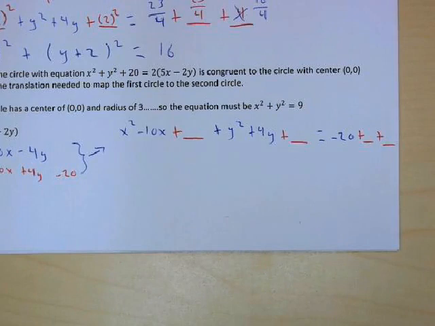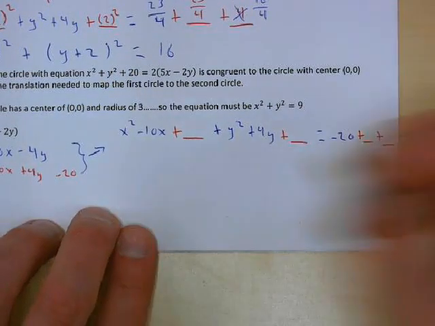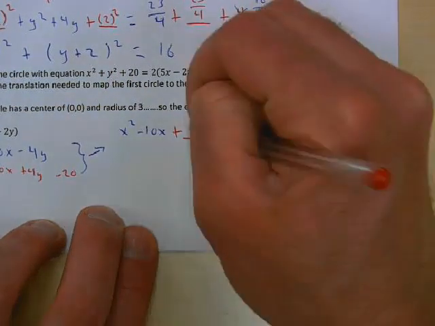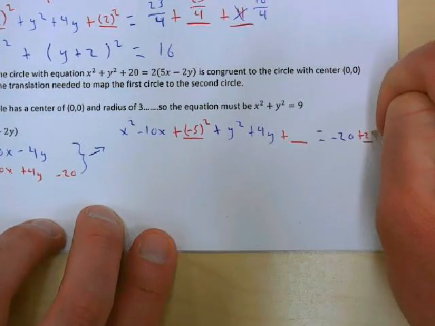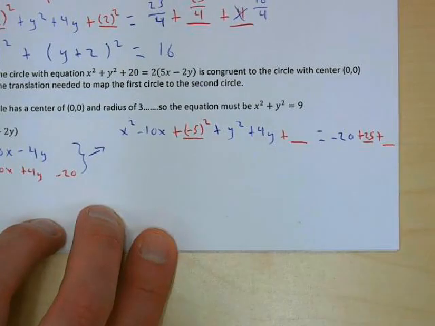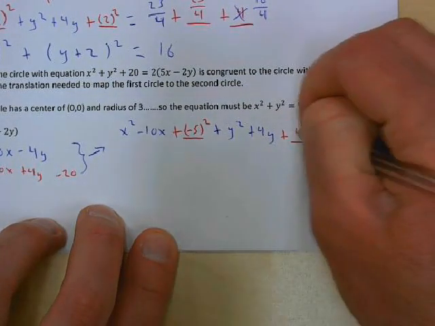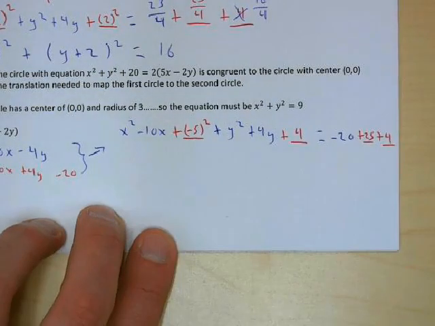Okay, next, what's going to go in the blanks? Okay, and again, write it whichever way you want. Half of negative 10 is negative 5. Negative 5 squared is 25. Okay, or you can just write the number. Half of positive 4 is 2. 2 squared is 4. Okay, so it doesn't matter how you write it.